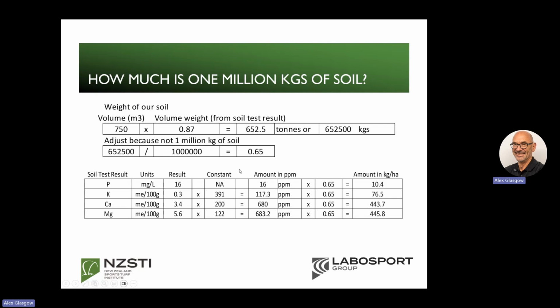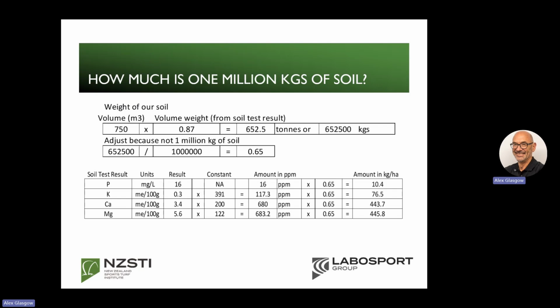Calcium, same again, 3.4, that's the result from the soil test, times the 200, that's the constant for calcium, 680 ppm, multiply that by 0.65, and we get 443.7 kilograms per hectare of calcium. And finally, magnesium from the soil test result, 5.6 times 122, the magnesium constant, 683.2 ppm times 0.65, 445.8 kgs per hectare of magnesium.